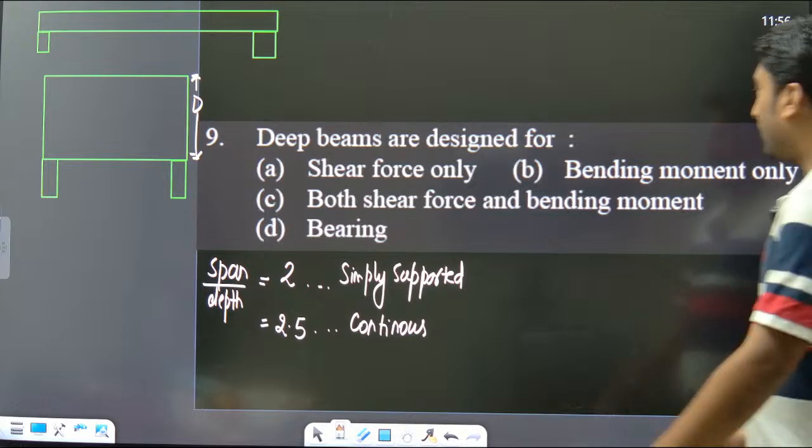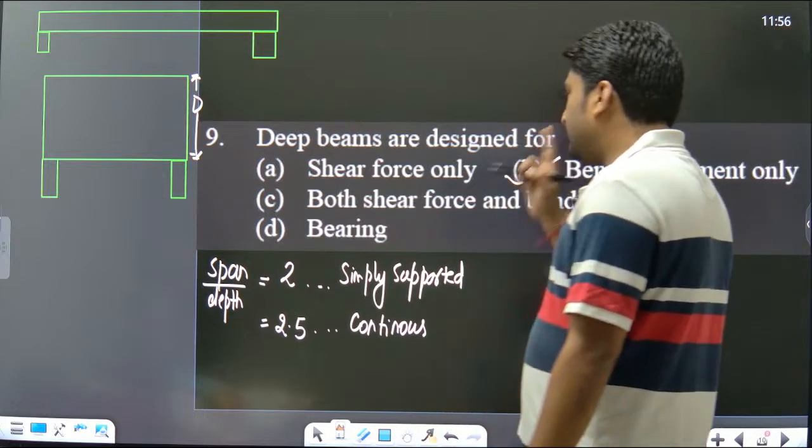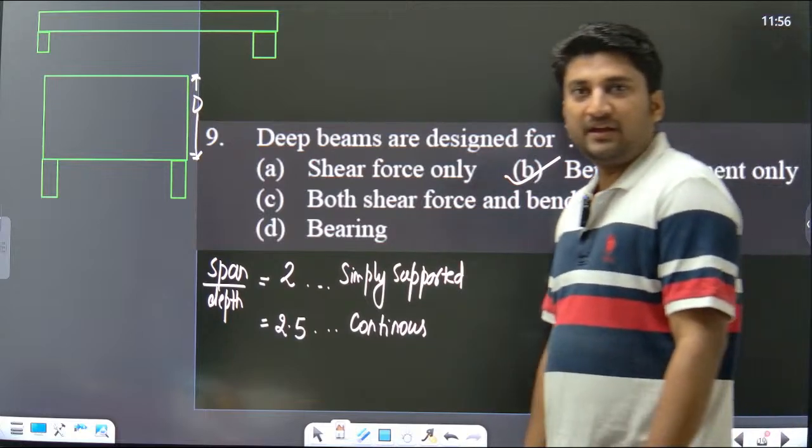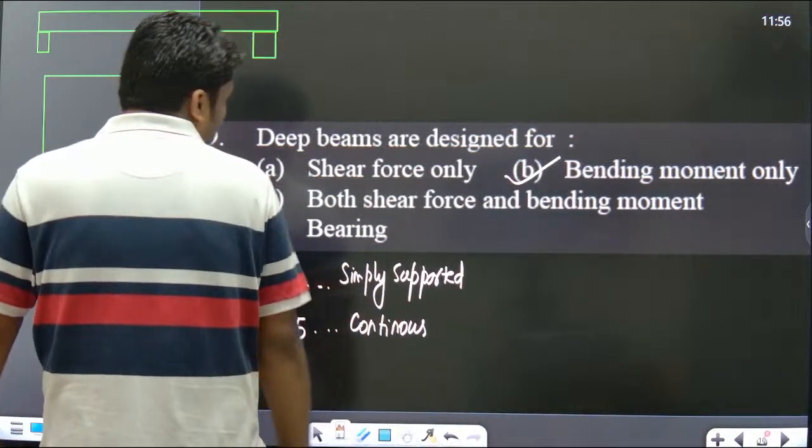So they are designed for bending moment. Deep beams are designed for bending moment, but they are checked for shear force. Clear? Moving ahead.